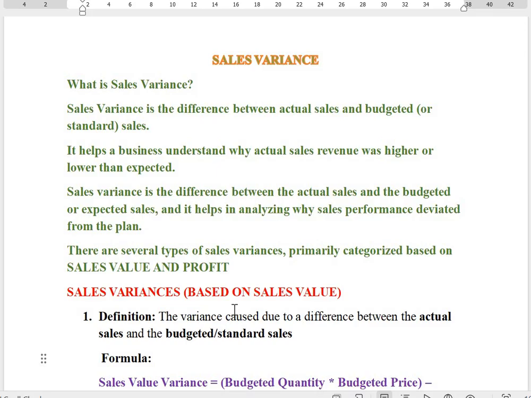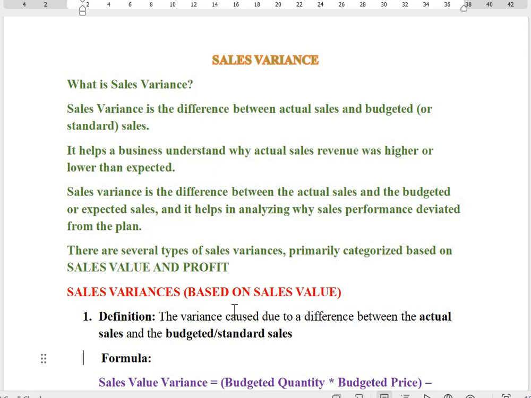Before discussing the concept of sales variance, first we will look at what the term variance is. Variance in general means the difference. The difference between two variables, varying from each other, is what you can call variance. So in this concept, sales variance means how the actual sales differ from estimated or budgeted sales.